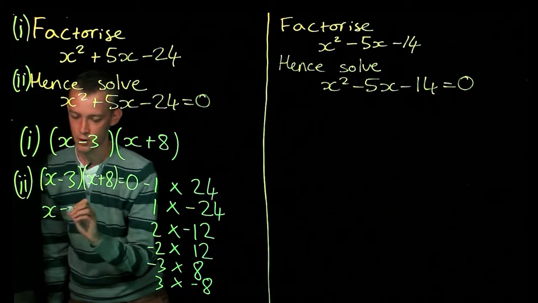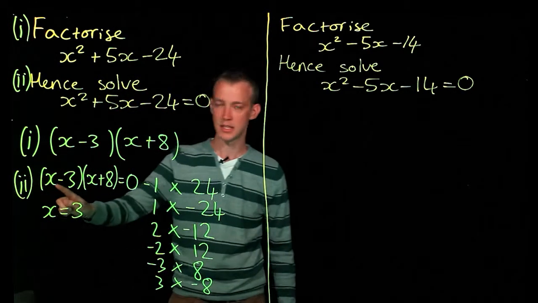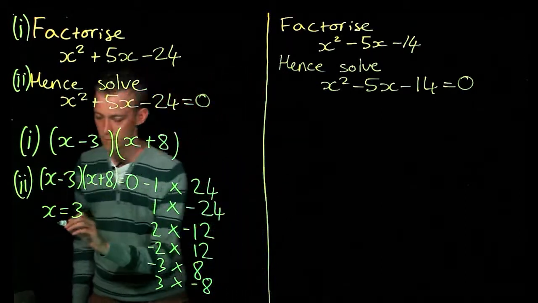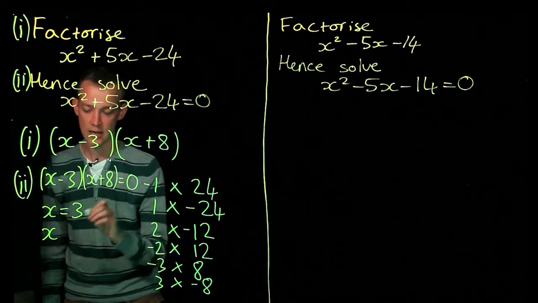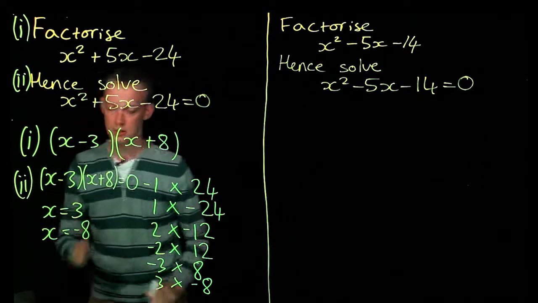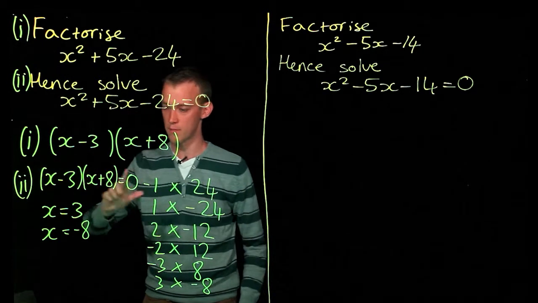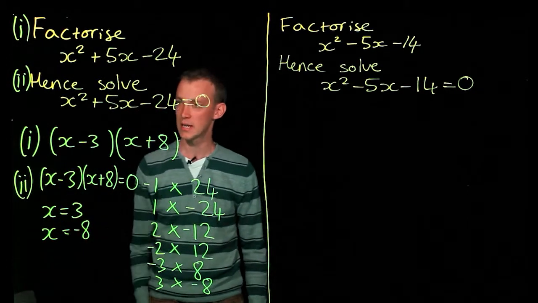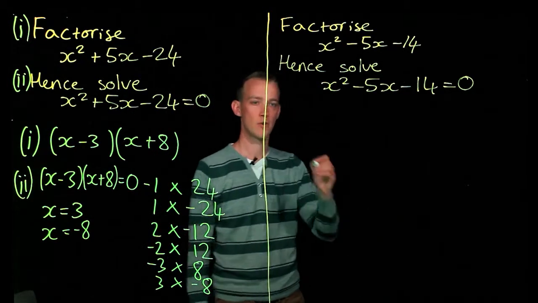Now, if I put in x is equal to 3 into this bracket, 3 take away 3 is 0. The whole thing becomes true. And for this second bracket, if I put in x equals minus 8, minus 8 plus 8 is 0. Hence it becomes true. I've solved this quadratic equation now. Let's have a go at another question.